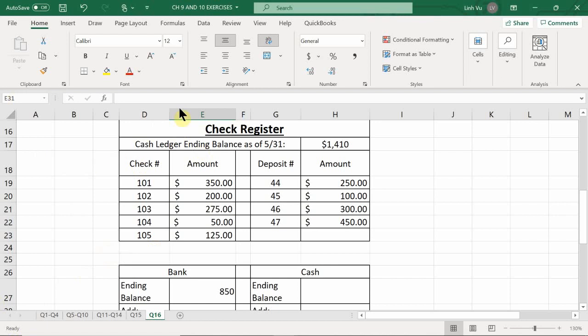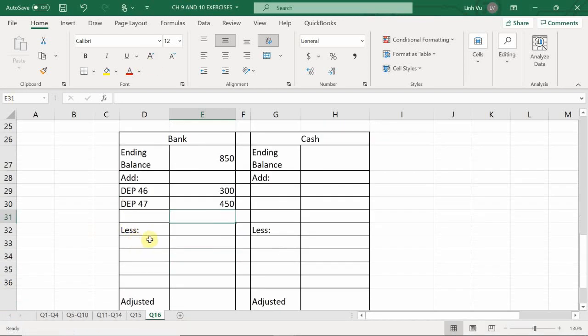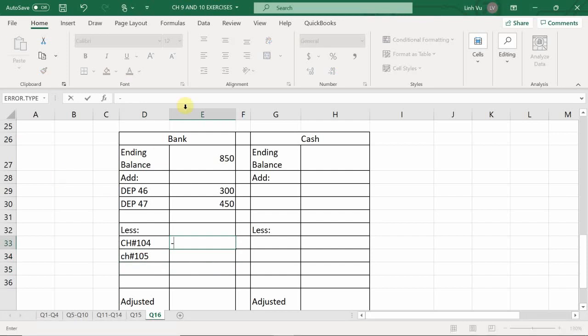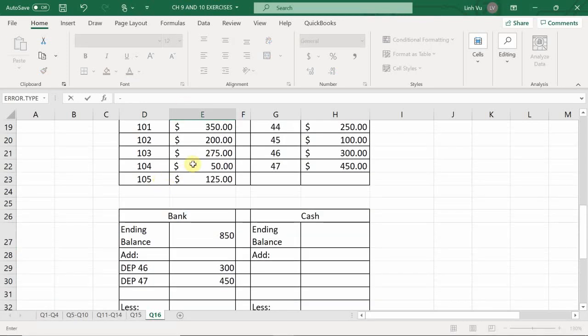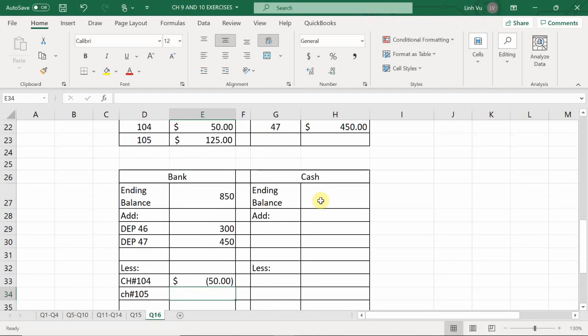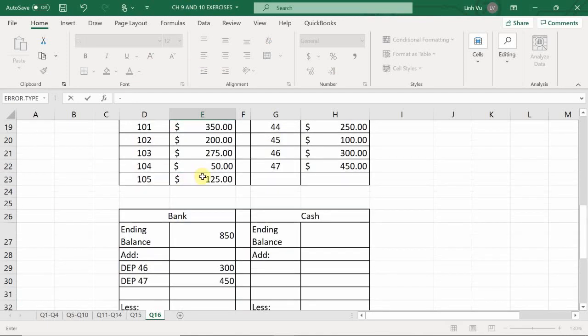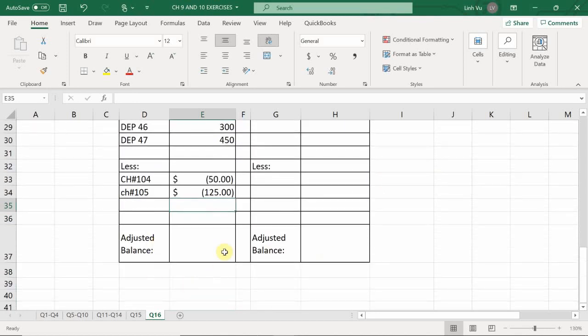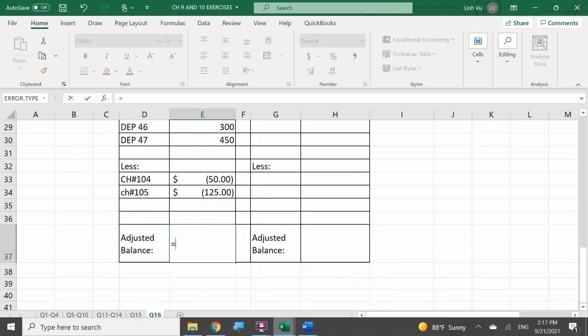So in this case, I have to record that I am missing check number 104 and check number 105. Check number 104 was for a total of $50, and check number 105 was a total of $125. So therefore, let's go ahead and determine what my ending balance is.